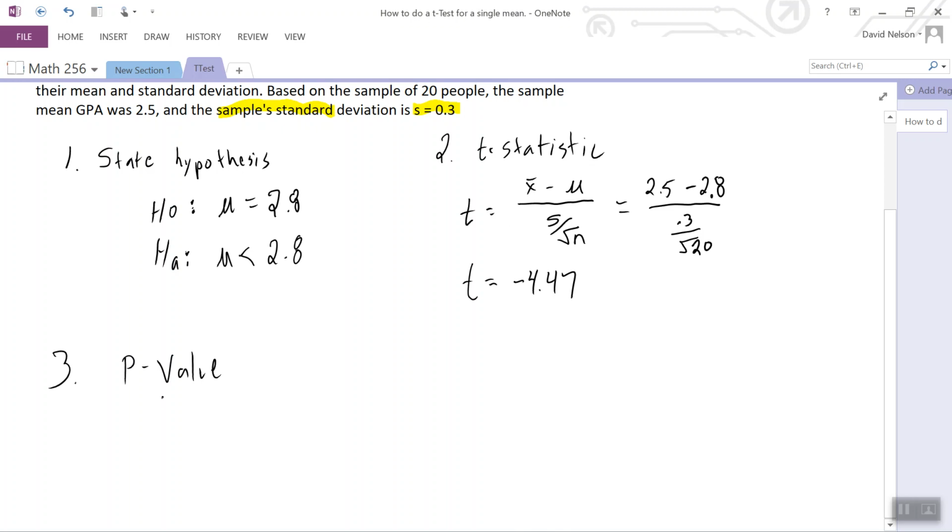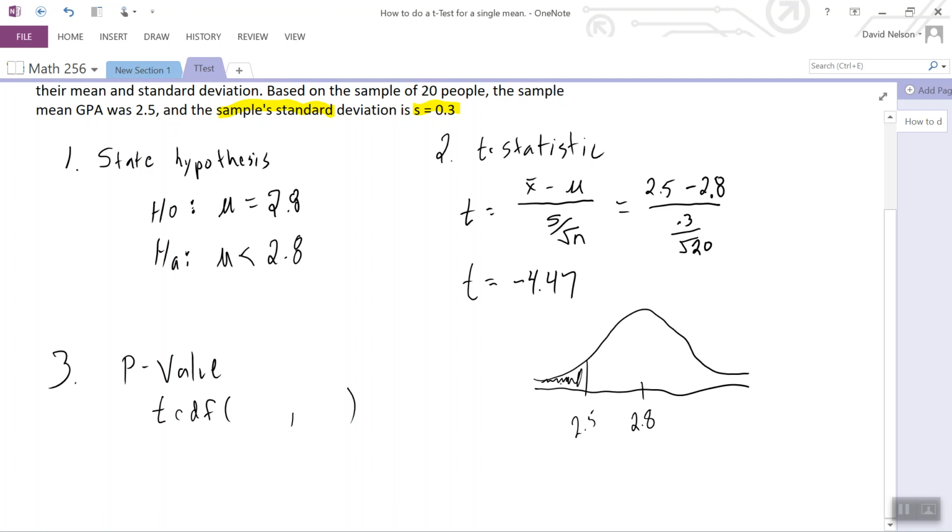We're going to use the tCDF function. What we need is a lower bound, an upper bound, and the degrees of freedom. You need to feed it 3 different numbers. Our lower bound here, we're looking at a less than alternative hypothesis. So we're anticipating our sampling distribution is going to look something like this. We've got a mean of 2.8. What we're trying to do is find the probability that I can get 2.5 or less.